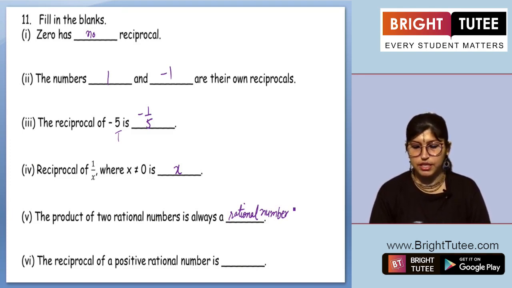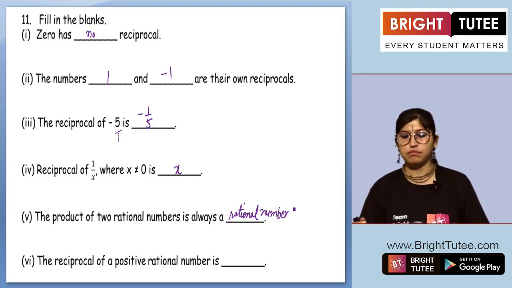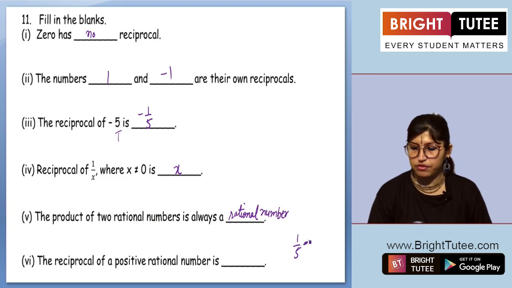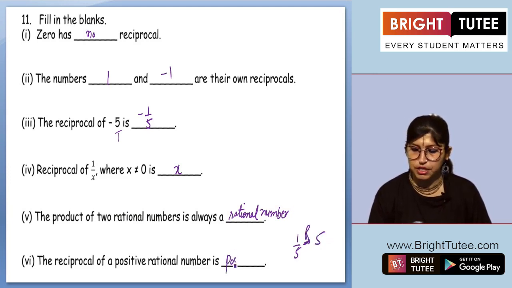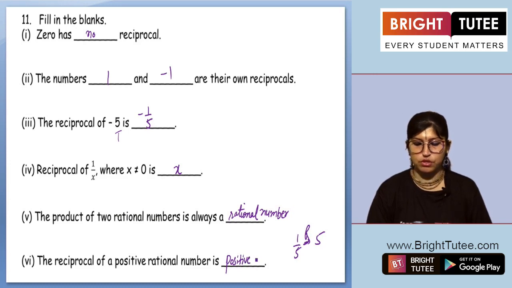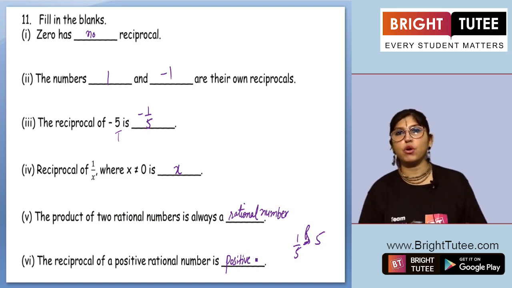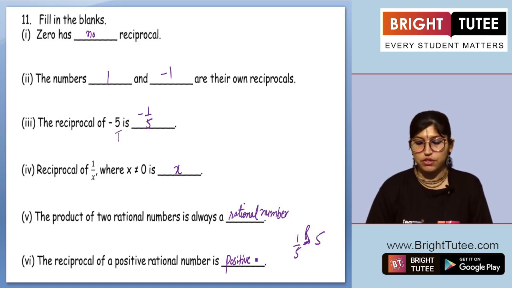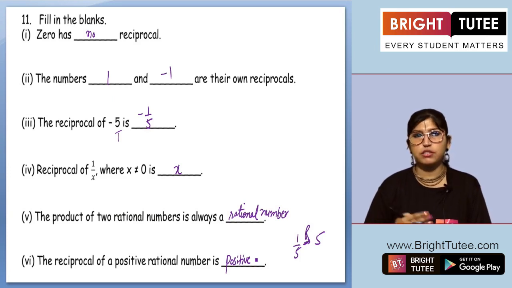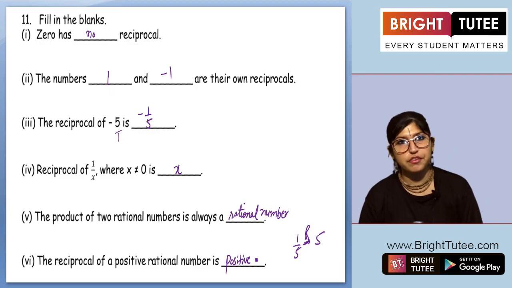Now last but not the least is the reciprocal of a positive rational number. Let's say if we have 1 by 5, the reciprocal will be 5. So that means this will always be positive. The reciprocal of a negative rational number will always be negative. So maybe they can ask that the reciprocal of a negative rational number is, then we'll write negative. It depends on what they ask, we need to answer it accordingly. So we are done with our first exercise.